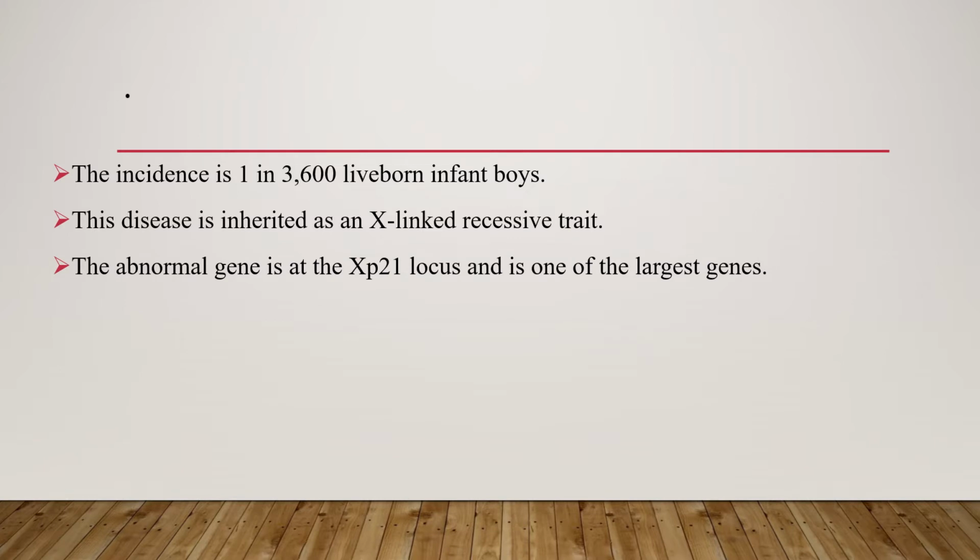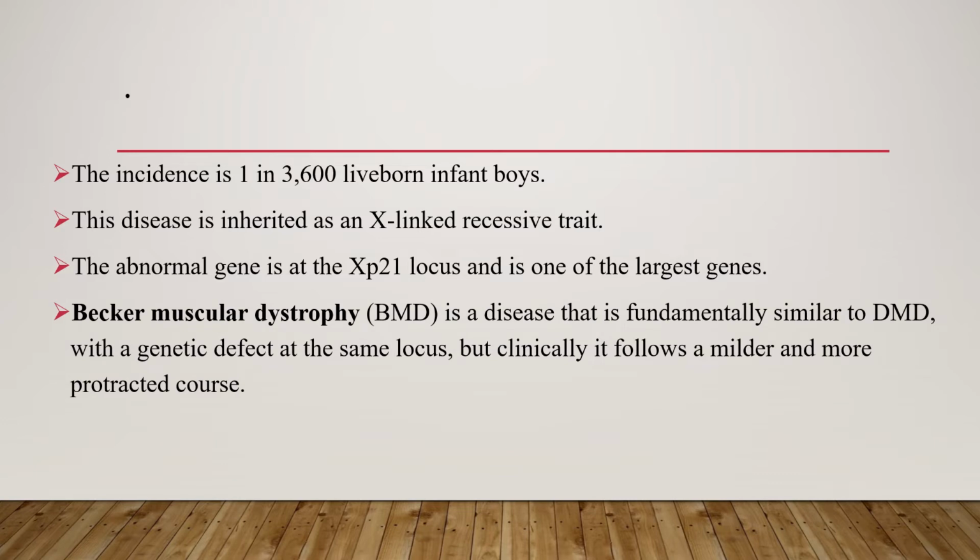The abnormal gene is located on the short arm of the X chromosome at the 21 locus, and this is one of the largest genes. Becker muscular dystrophy is a disease that is fundamentally similar to Duchenne muscular dystrophy, with a genetic basis at the same locus, but clinically it follows a milder and more protracted course.